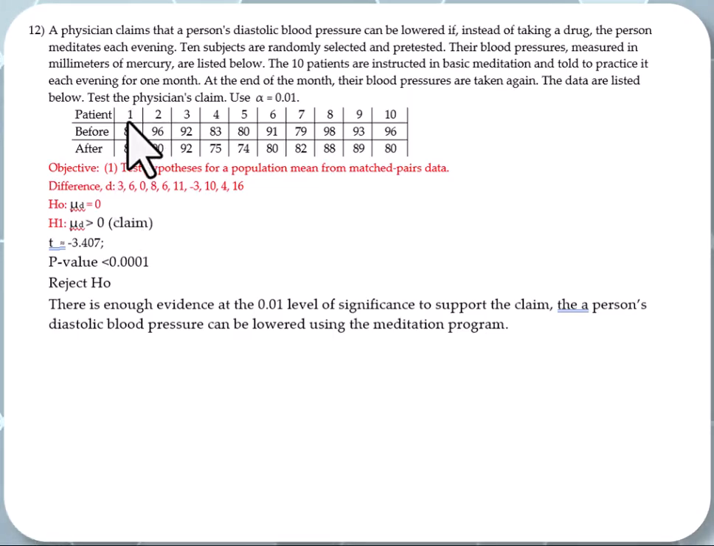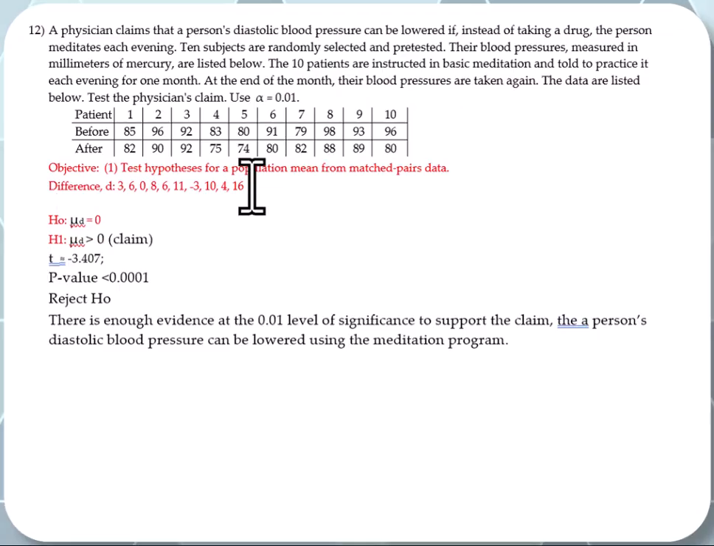So for patient 1, it was 85 and now it's down to 82. So 85 minus 82 is 3. Did it work for patient number 1? It did work for patient number 1, as you notice. So you know what I'm going to put here? I'm going to put a yes for patient 1, right under 3. What about patient number 2? It went down from 96 to 90. Did it work? The answer is yes.